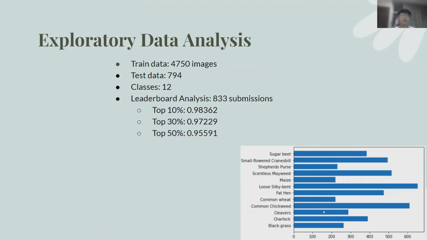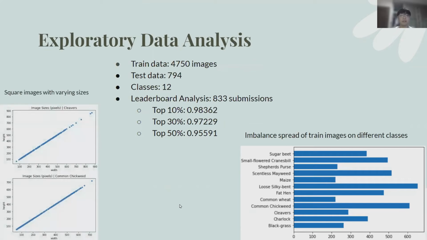A simple bar plot also helps us identify the issue of imbalanced spread of training images over the 12 classes, which indicates the need to balance training data. Next, we plotted the 12 classes of images with their respective dimensions, and from there we could tell most of the inputs are square images with varying sizes. This will be key in determining the input dimensions of our training inputs and the scaling of images.